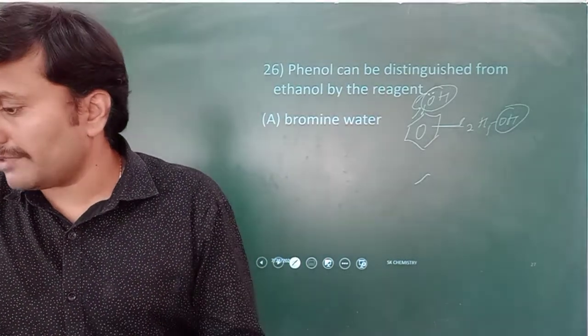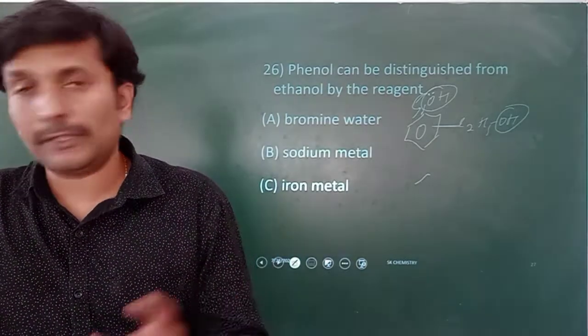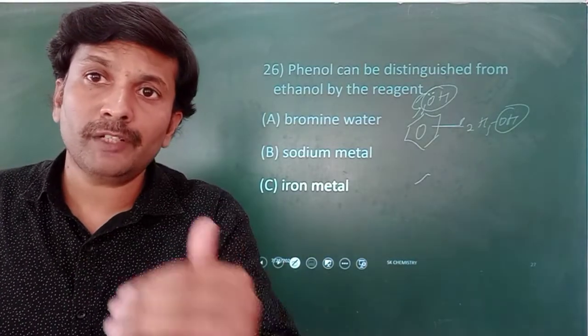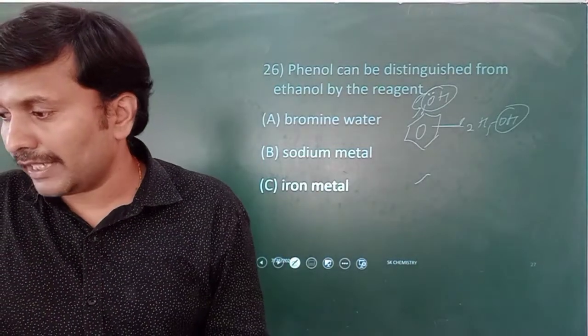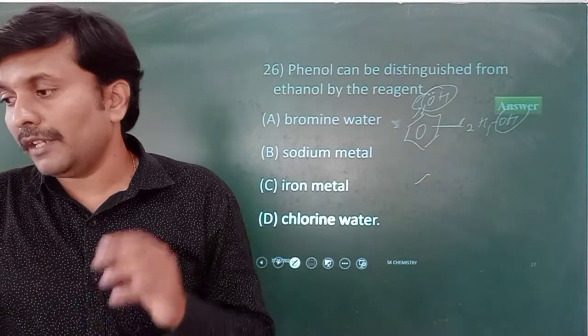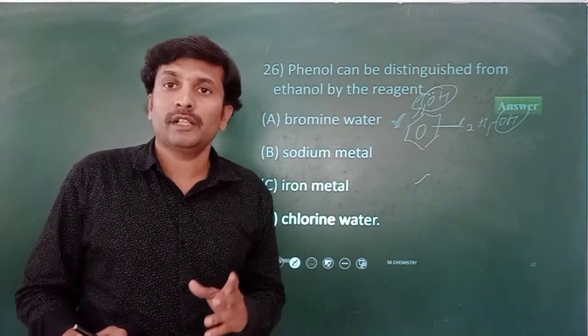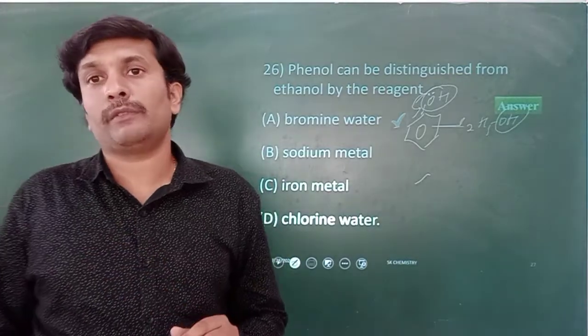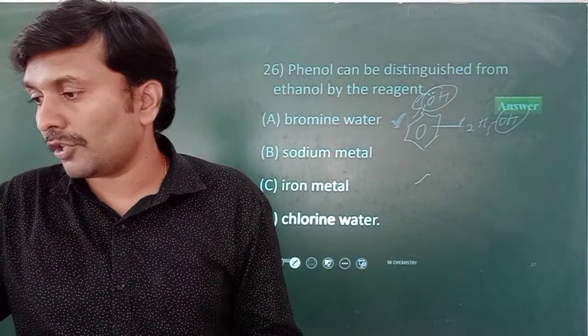It can be distinguished with bromine water. Sodium metal is not possible because both of them will liberate hydrogen gas. With iron metal, no. With chlorine, both of them will react, whereas phenol reacts only with bromine water, whereas ethanol does not react with the bromine water. That's the reason it is which option? Option A.